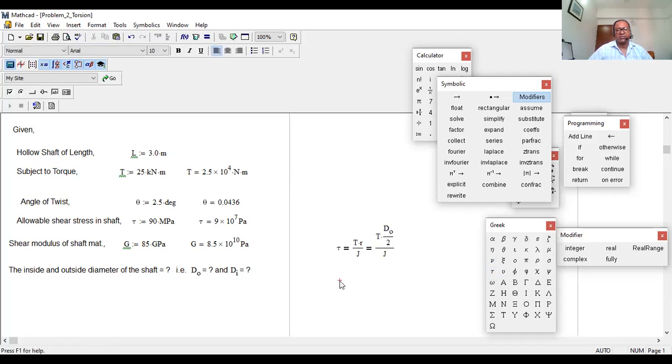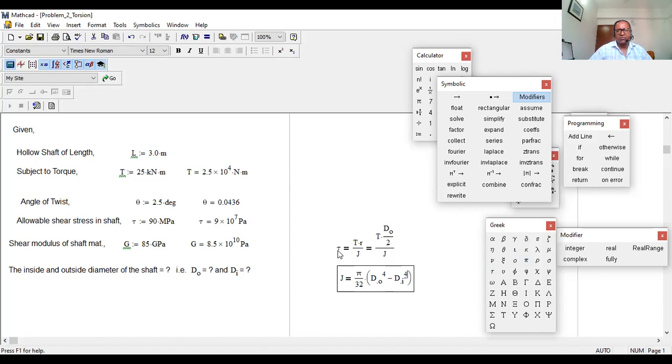And you know that J value. This is hollow, so J will be pi by 32 into D naught to the power 4 minus internal diameter di to the power 4. Put the value. But di and d naught are not given. You need to figure them out.